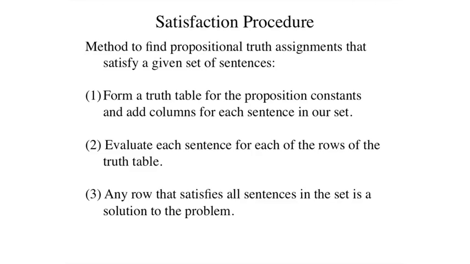Here's an intuitively simple method of finding truth assignments using truth tables. First, we create a truth table for the proposition constants, and we add columns for each sentence in our set. We then evaluate each sentence for each of the rows of the truth table, and finally, any row that satisfies all the sentences in the set is a solution to the problem.